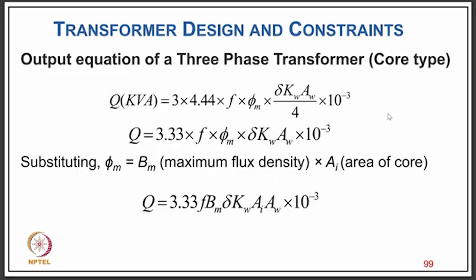So here we are relating the window area as well as the core area with current density, flux density, frequency and window space factor. That's the output equation in terms of kVA.